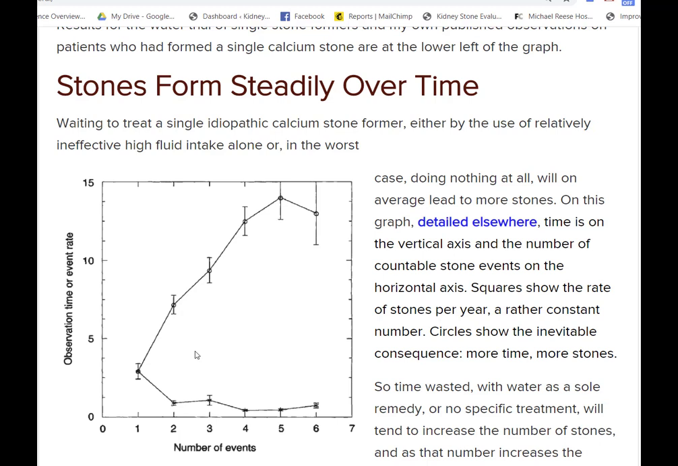Another reason that every stone former should be evaluated the same way: who knows which stone former harbors a systemic disease, hyperpara, a tubule disorder, high urine oxalate, some rare ones, very high urine oxalate. You can't afford not to look. Don't accept waiting just because you've made a single stone. Just like don't accept water as a monotherapy.